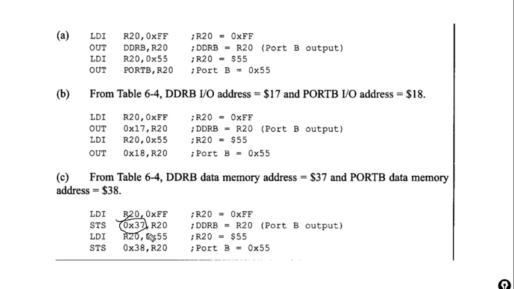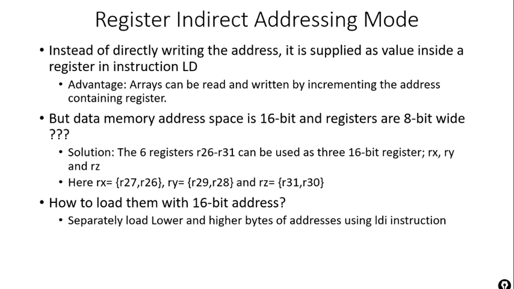Let's say SRAM starts with 100 hexadecimal, we will have to specify 100, 101, 102, each address manually one by one. We cannot increment a constant. We can only increment a register. So the solution is we have another type of addressing mode, which is the register indirect addressing mode.